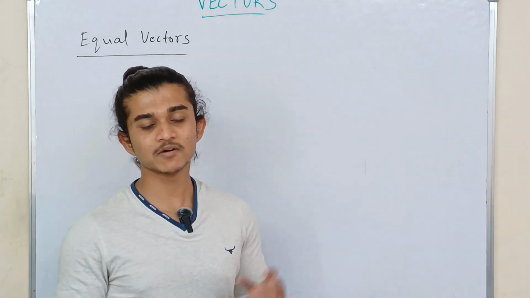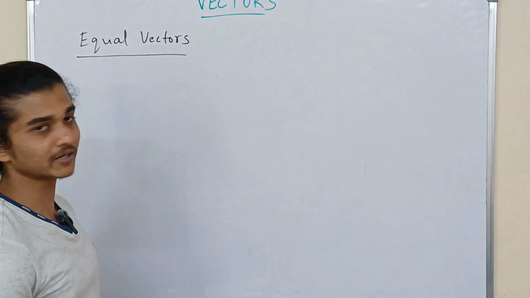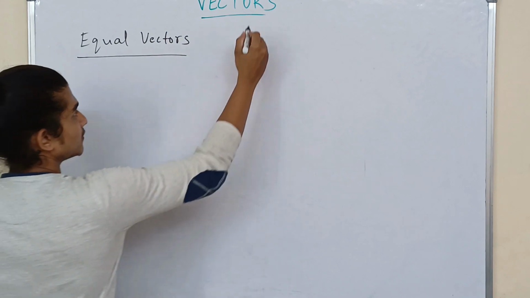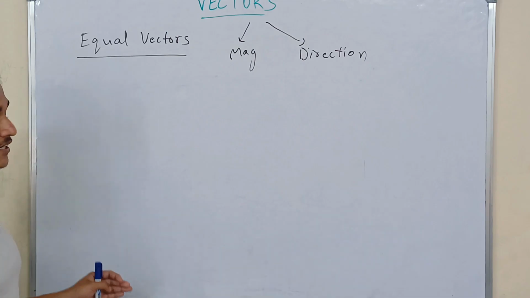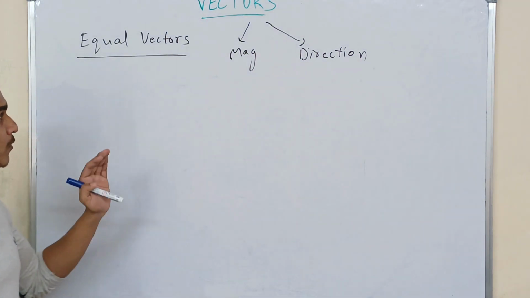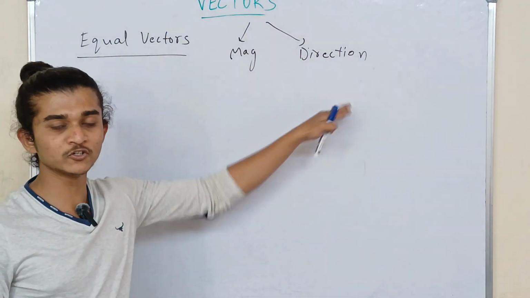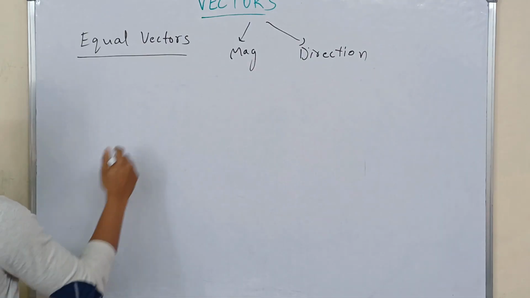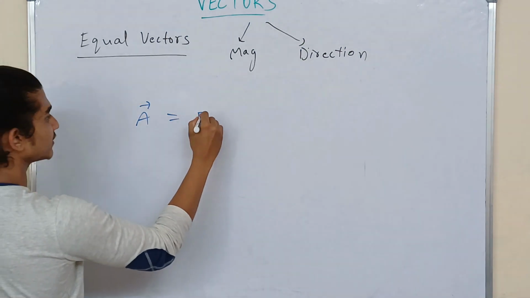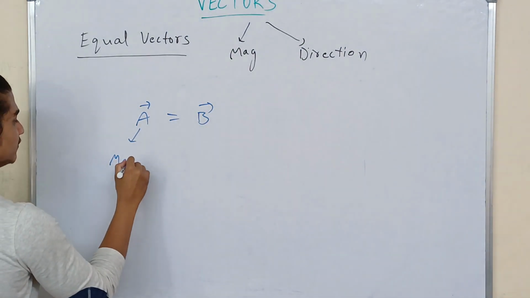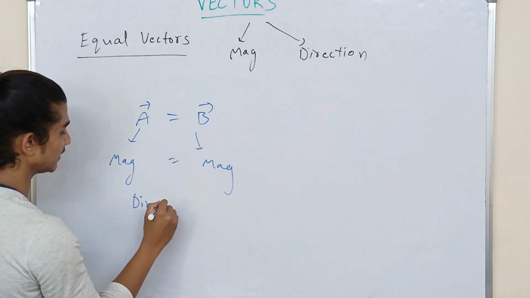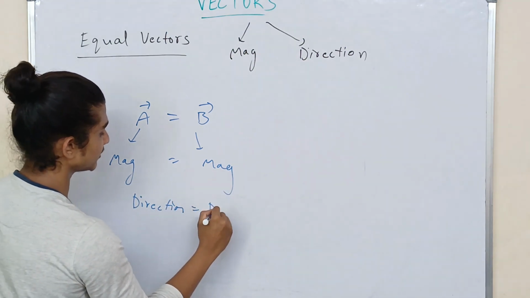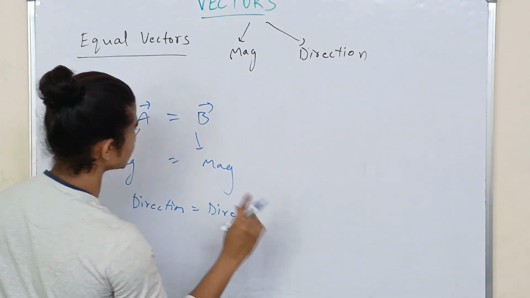Okay, now let us see the equality of two vectors. Since you know a vector is made up of two things, magnitude as well as direction, two vectors are said to be equal if both magnitude and direction are exactly the same. So suppose vector a is equal to vector b, which means the magnitude of this vector is equal to the magnitude of this vector, whereas the directions are also exactly equal.